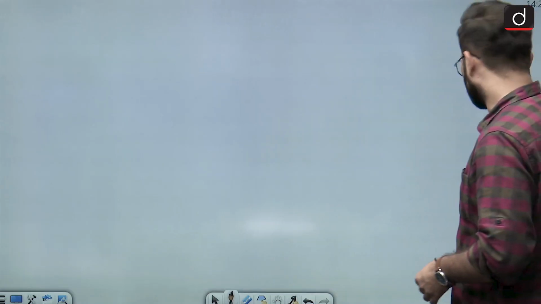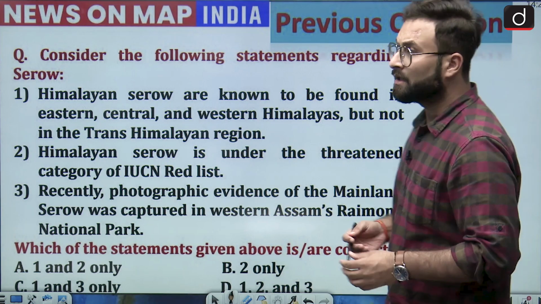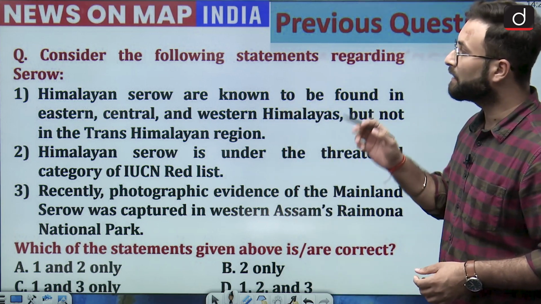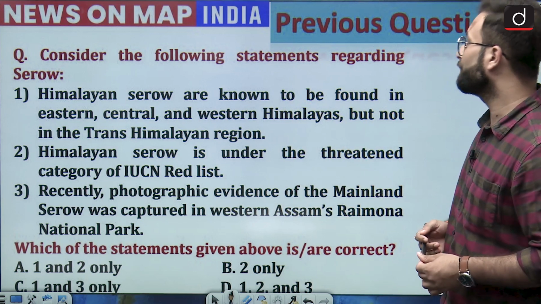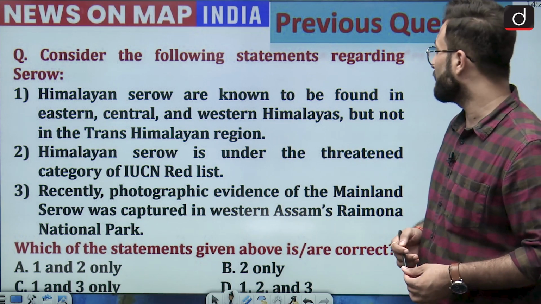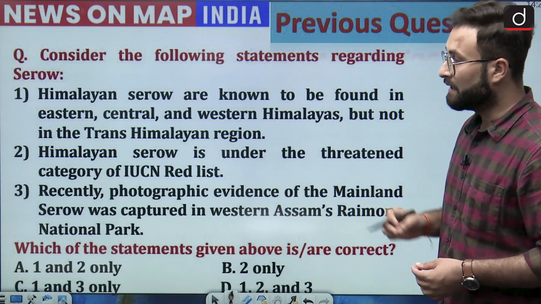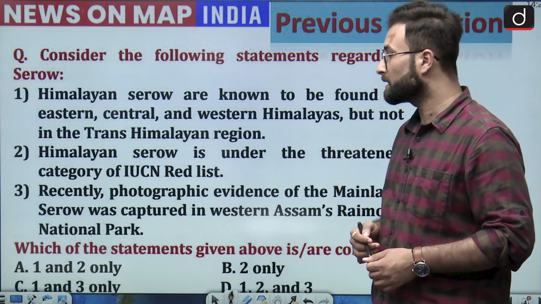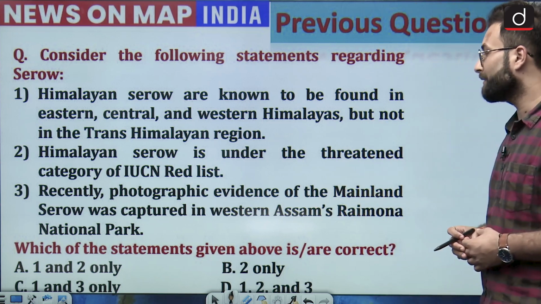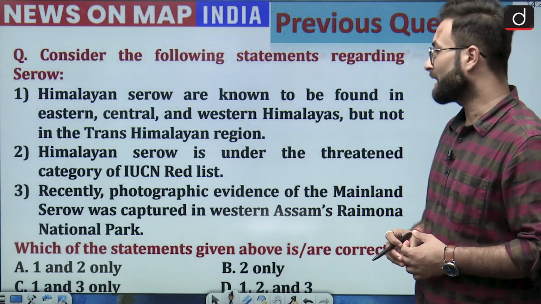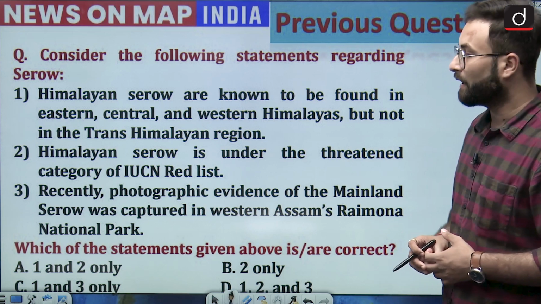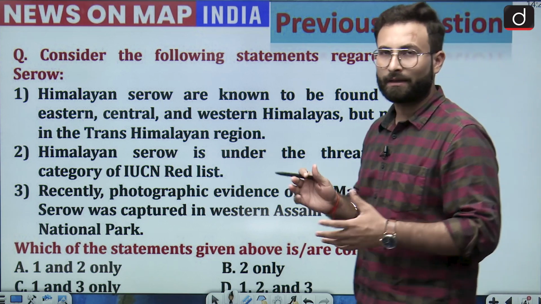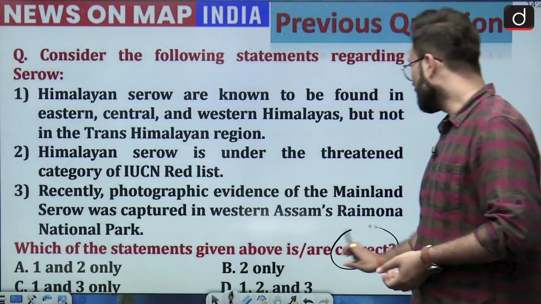So the question was related to Shiro, Himalayan Shiro. Consider the following statements regarding Shiro. Himalayan Shiro are known to be found in eastern, central and the western Himalayas but not in the Trans Himalayas. Second statement is, Himalayan Shiro is under the threatened category of IUCN Red List. Third is, recently photographic evidence of mainland Shiro was captured in western Assam's Raimona National Park. Which of the statements given above are correct? So here you have to choose the correct statements.